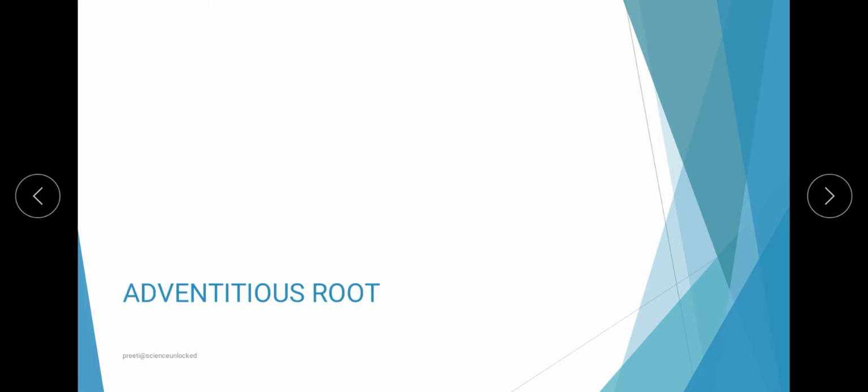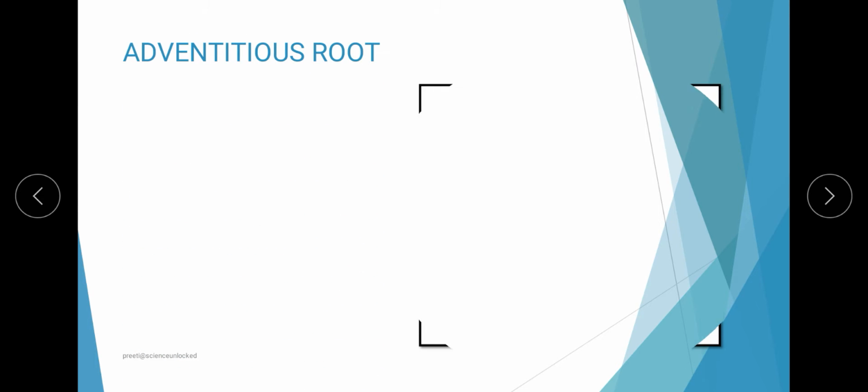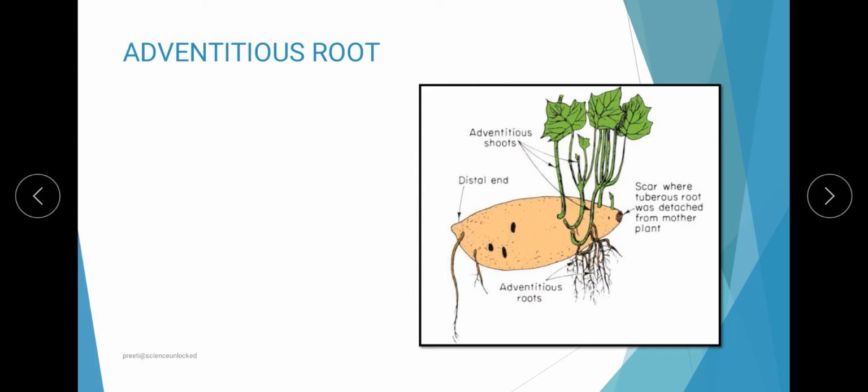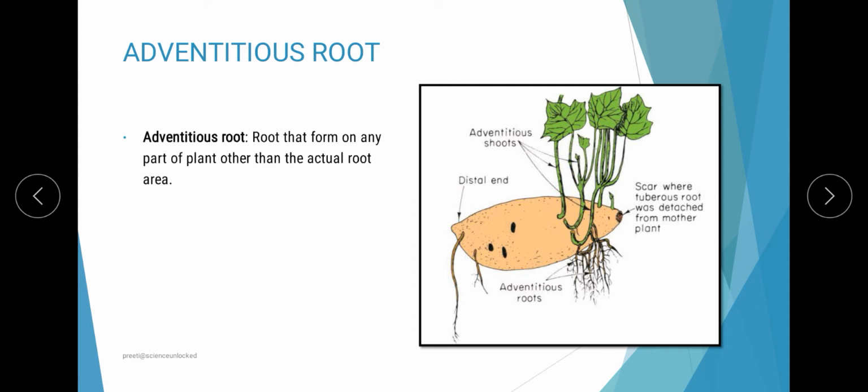The next category is the adventitious roots. Over here we find that this is not a conventional root. For a conventional root, whether we talk about the taproot system or the fibrous root system, there is a specific point of origin from where the root axis comes out. But in the adventitious root system, the root originates from a point which is not the point of origin for the root. That is how it is different from the taproot and fibrous root systems.